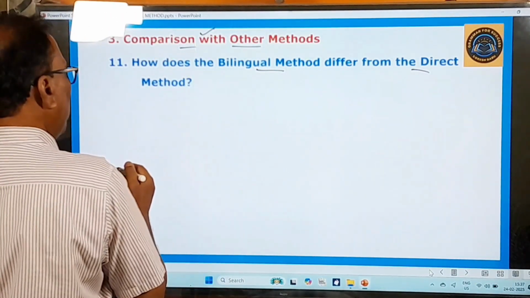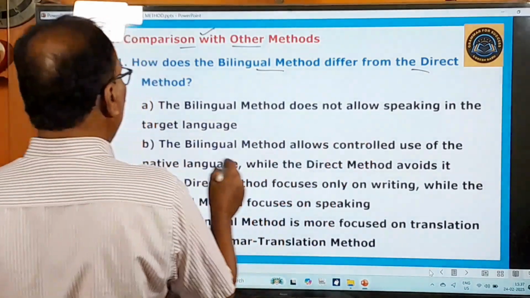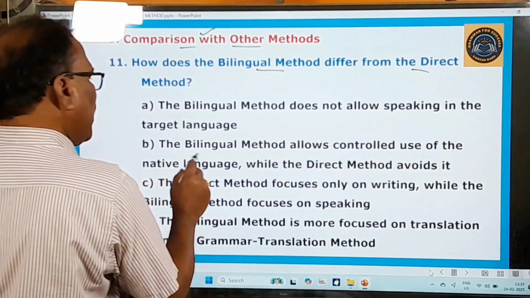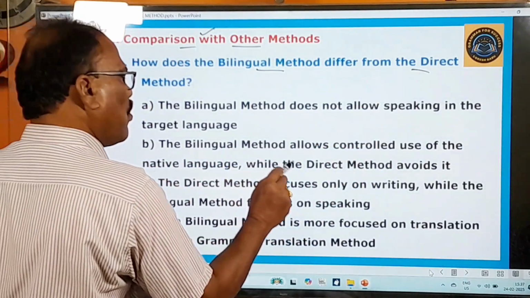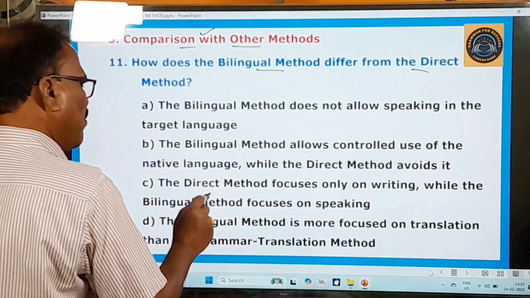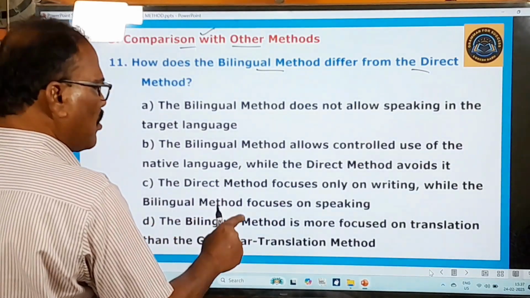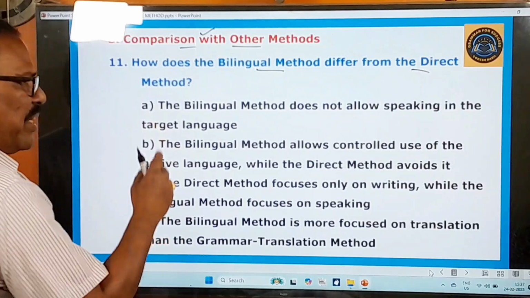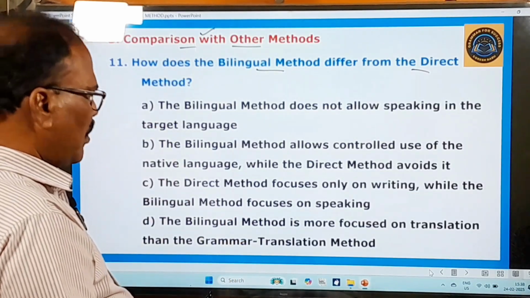And what are the options given here? The bilingual method does not allow speaking in the target language. The bilingual method allows a controlled use of the native language, while the direct method avoids it. The direct method focuses only on writing, while the bilingual method focuses on speaking. The bilingual method is more focused on translation than the grammar translation method. So these are the options. You read these options very carefully and choose the right one. Now you move on to other questions.